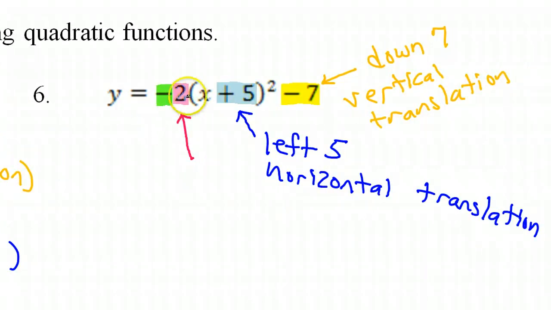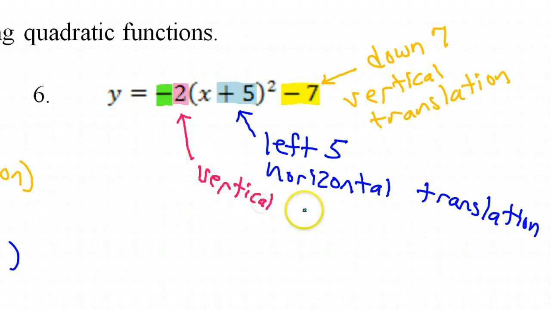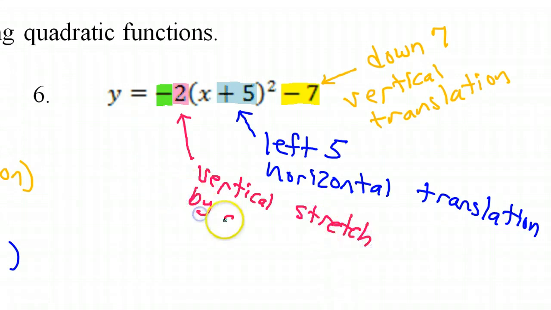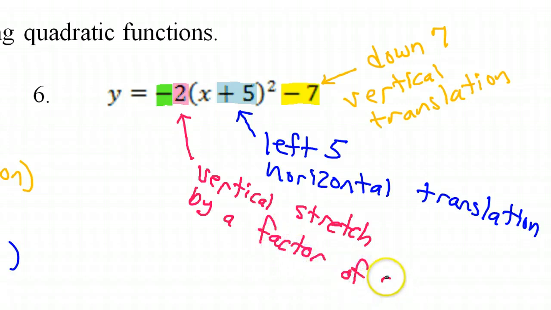But when this pink number is bigger than 1, not counting the negative sign, that's separate, then this is going to be a vertical stretch. Vertical stretch by a factor of 2. That means every point on the parabola will become twice the distance, twice as tall.